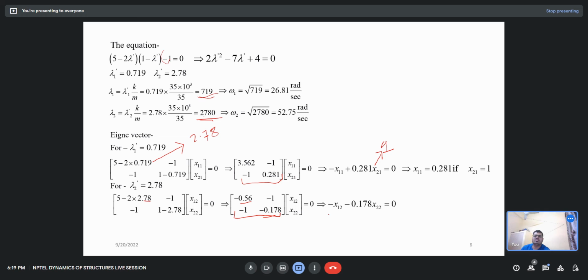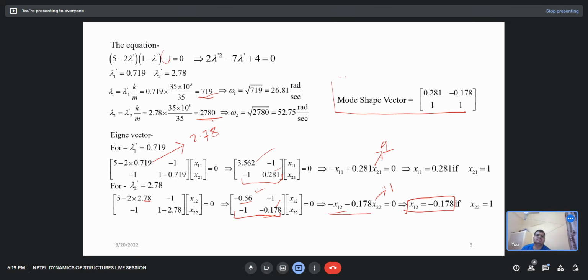So if this will be x21, if you take any of the equations, the answer will come out to be the same. This one or this one, this one or this one, that will be the same. If I put x22 as 1, then x12 comes out to be 0.178. So this is my mode shape vector.